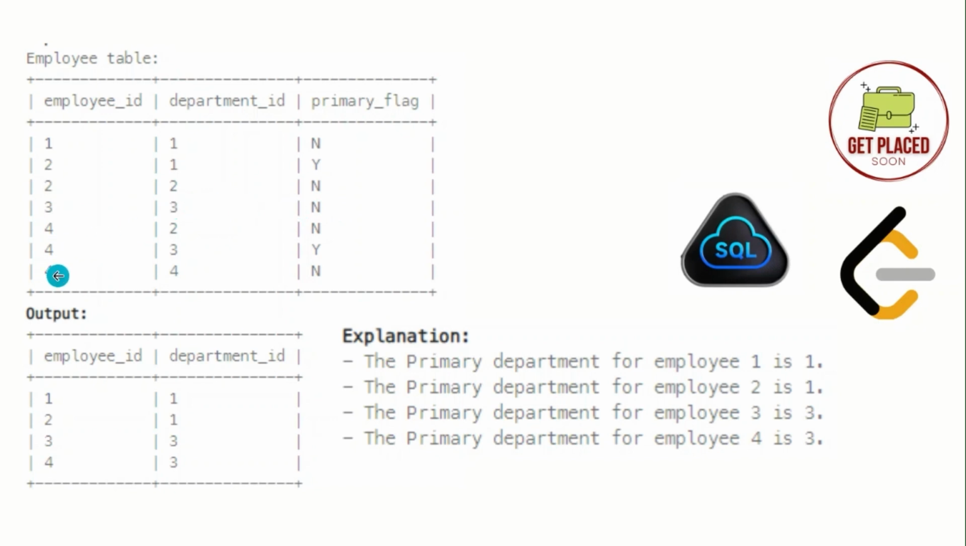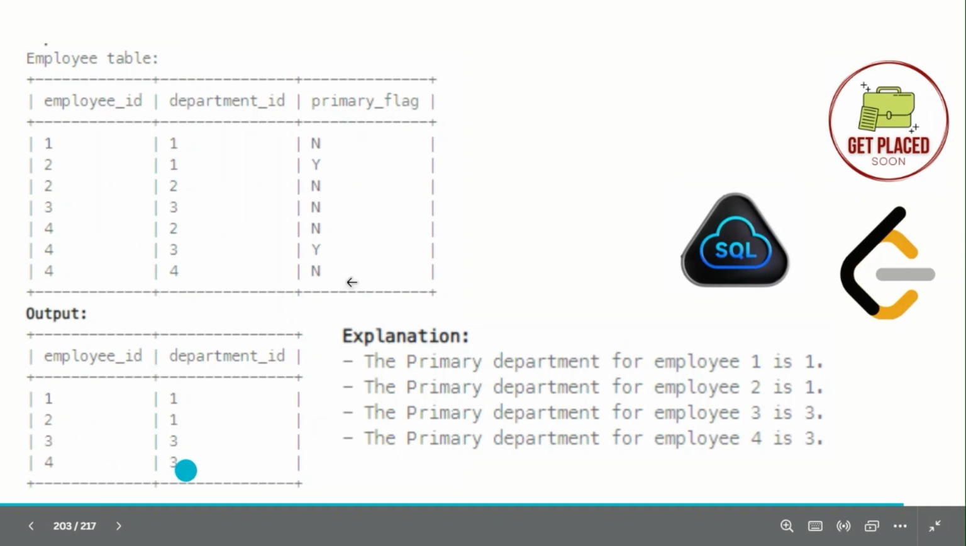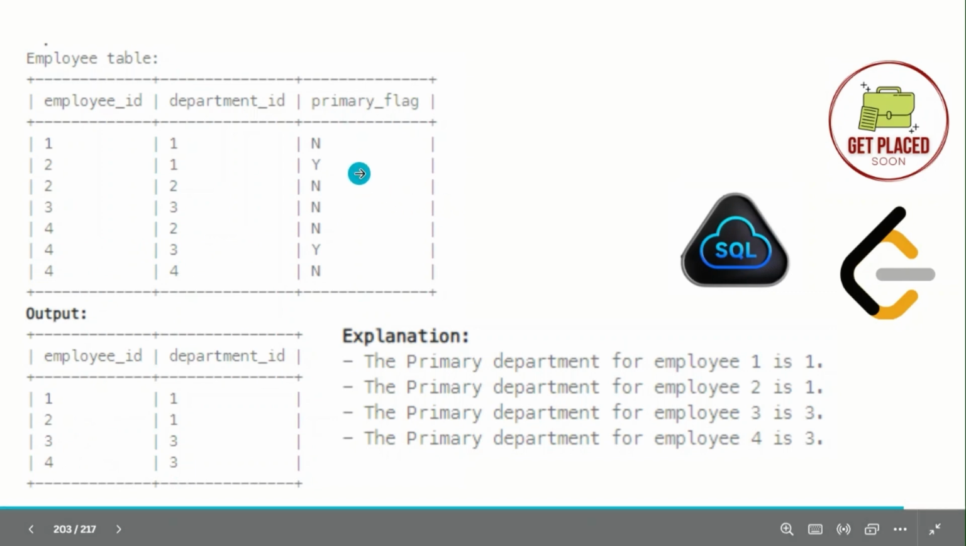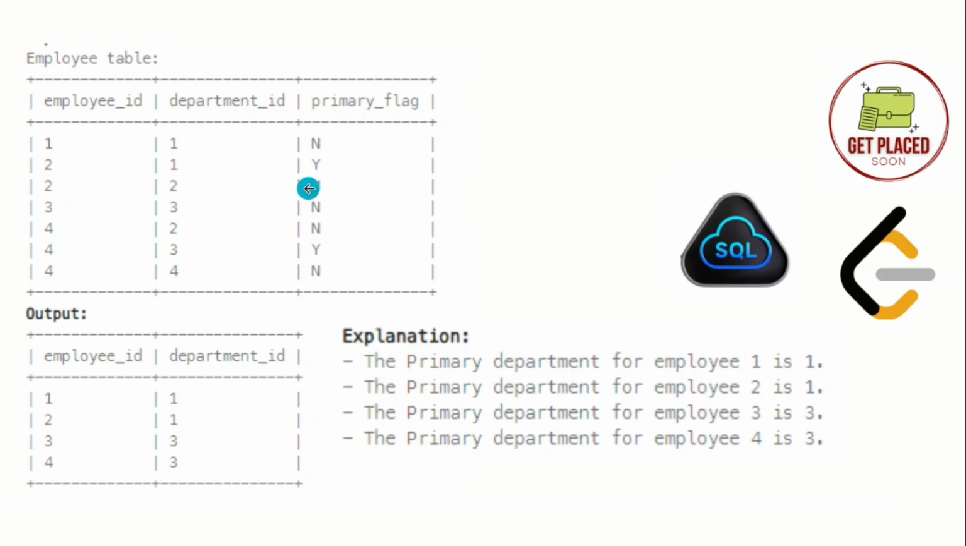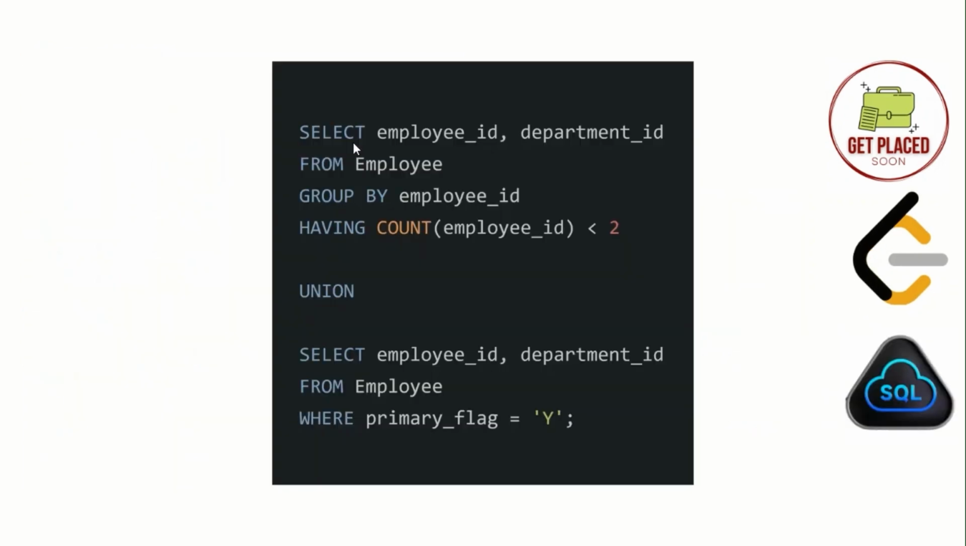For employee ID 4, you can see multiple entries are there. We will choose the one with Y. So this row is returned. 4, 3, 4, 3. I hope you understand. So generally, if for an employee ID, Y is present, return it. If an employee ID has only one entry and the primary flag is N, then also return it. Understood? So we have two cases.